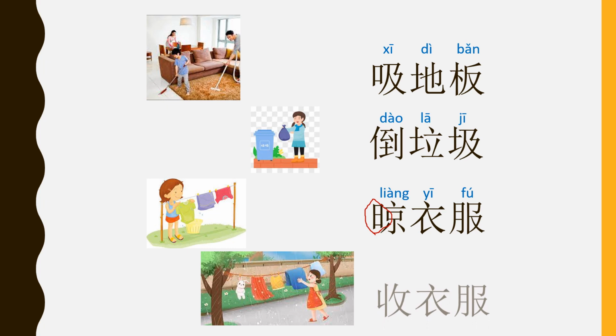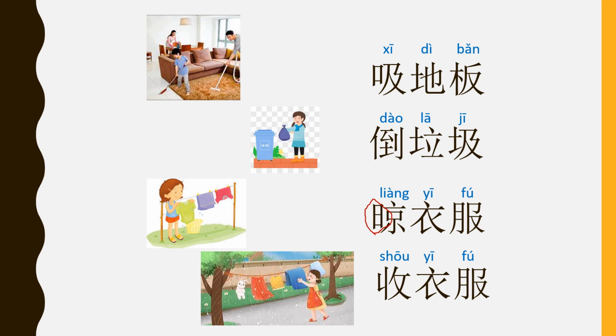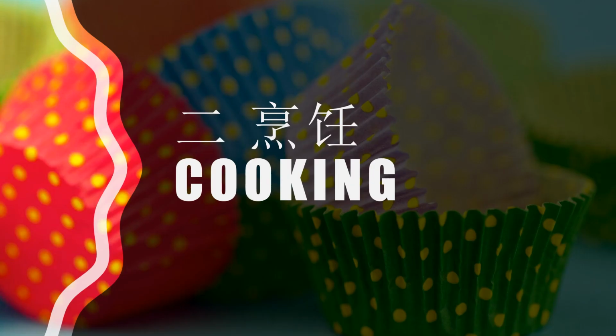We say 收衣服, 收衣服. It's quite vivid, right? So you need to collect it. 收 means receive. So you take the clothes back. 收衣服, 收衣服. Okay. The second category. I believe this part, you all like it, right?